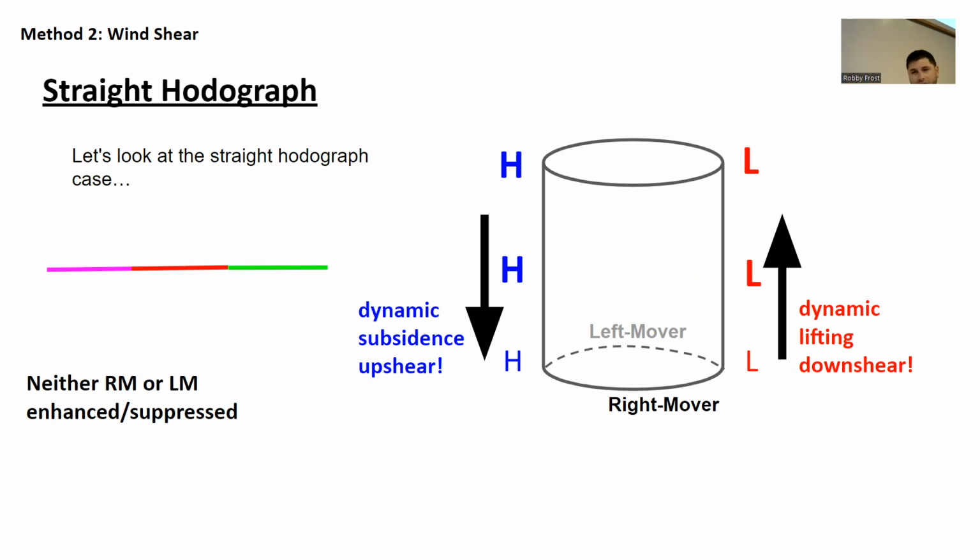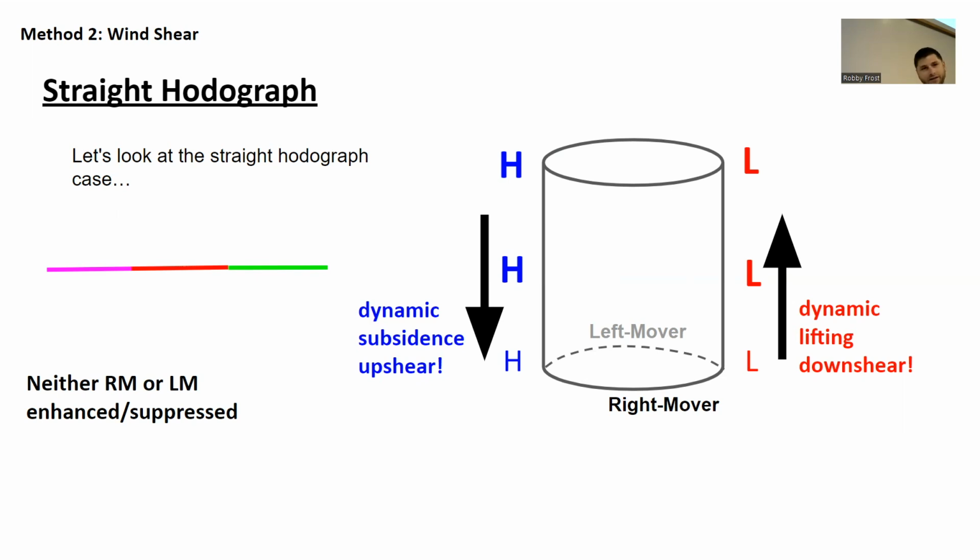That can really complicate things. So this is the ideal scenario. You get dynamic lift down shear, subsidence up shear, but to the right or left of the hodograph, that's out of the page and into the page, there's no upward or downward motion enhancement. So the expectation of left and right mover development to the left and right of the hodograph, neither are enhanced or suppressed by this effect.